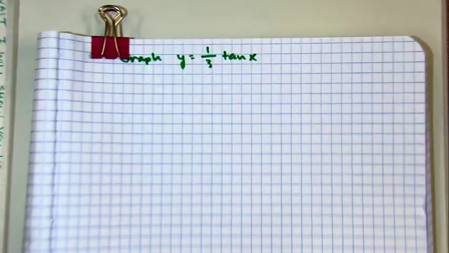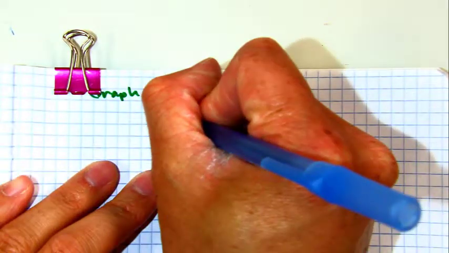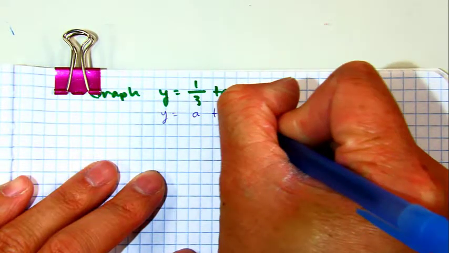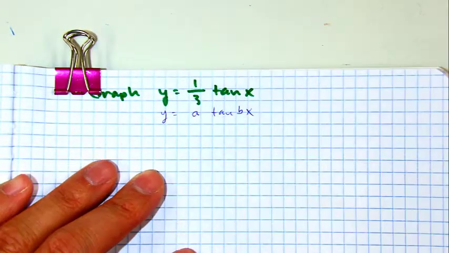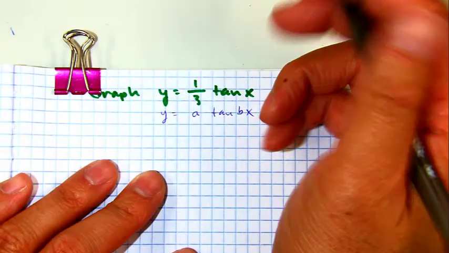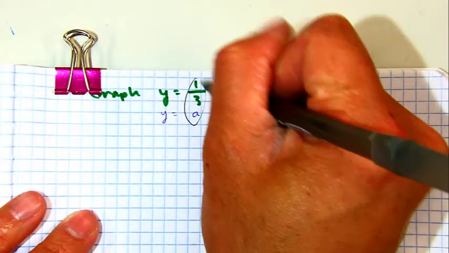Alright, let's go over this. Did you guys write your letters above and below? Class, Y equals what? A B X. Class, your A value is? 1/3.